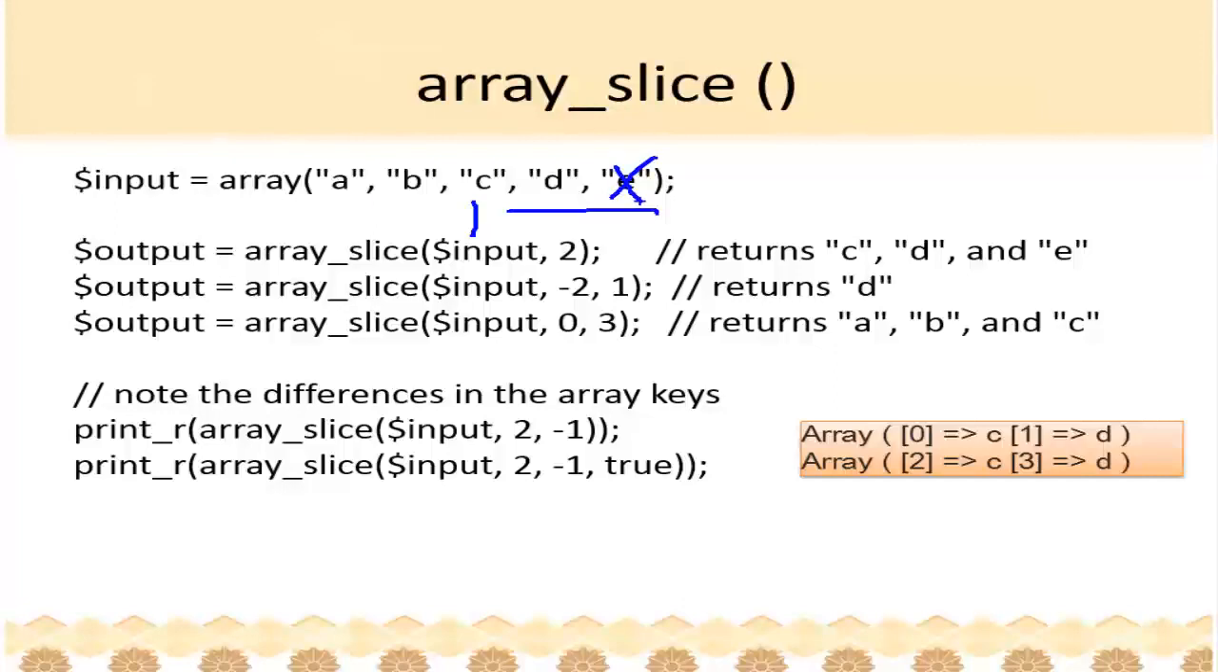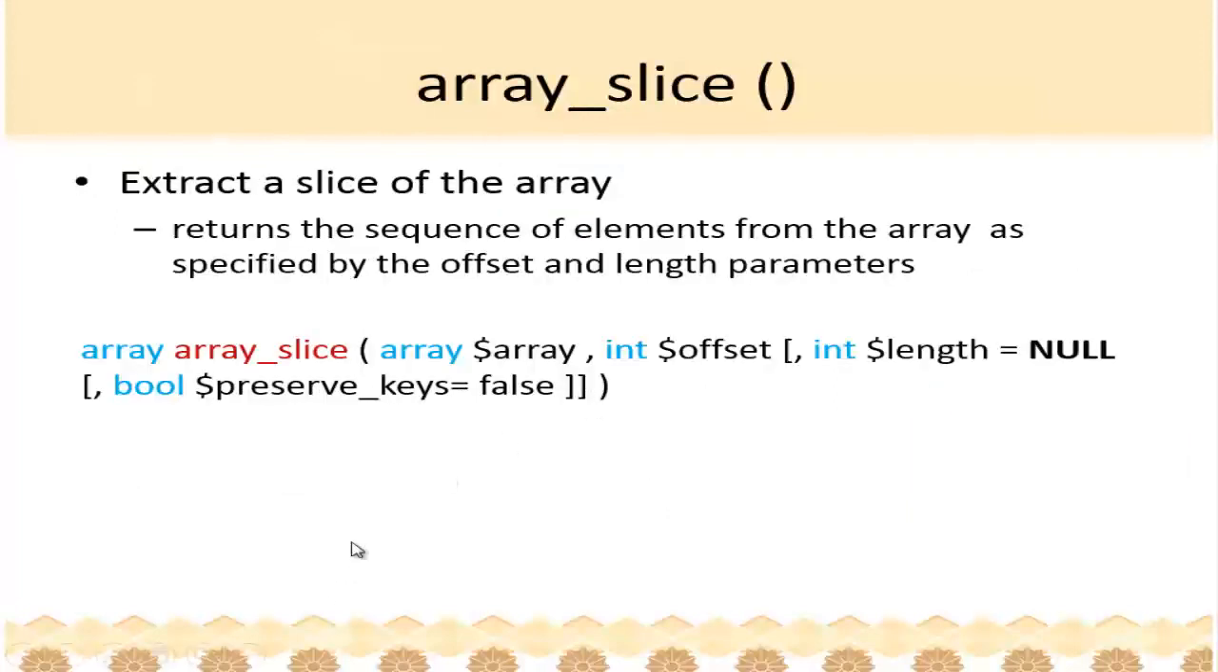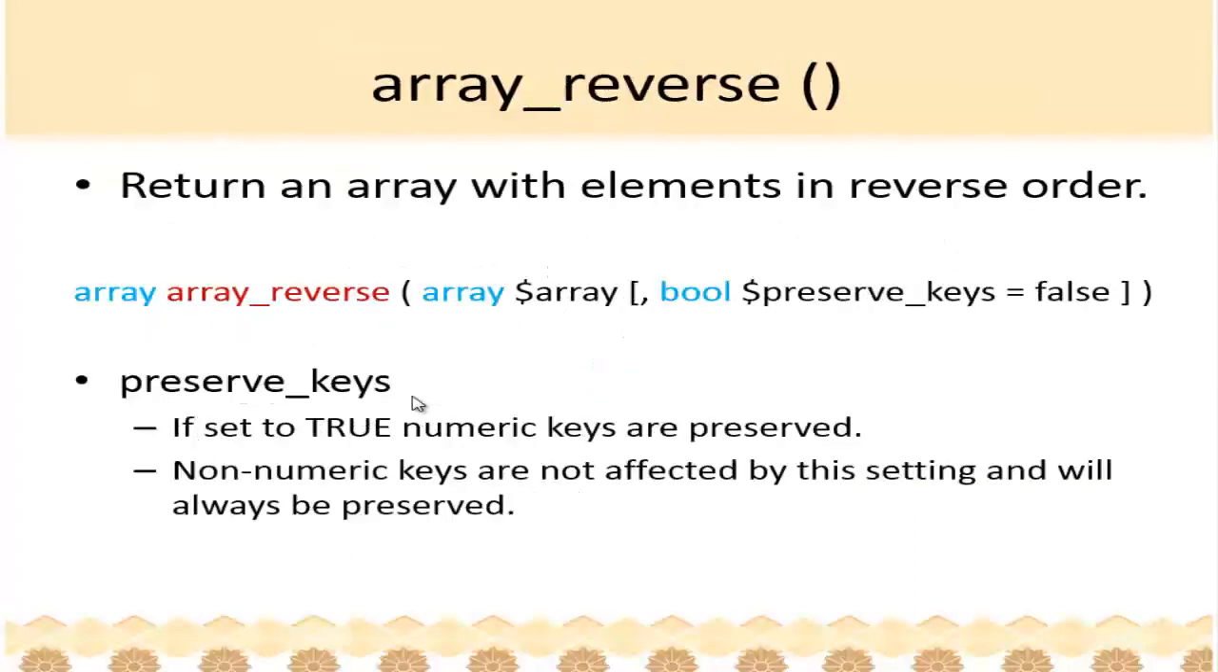Okay. Now, what's the meaning of the last one? Preserve equal to true means preserve the indexes. If you notice over here, when it returned the values C and B, these had a different index and it changed the index. If you say preserve index equal to true, it will retain its original index. So that's the meaning of saying preserve the key or preserve the index is equal to true. So it will return the value.